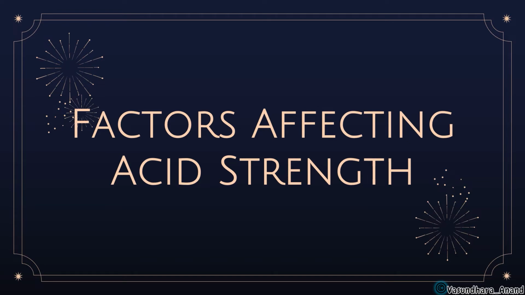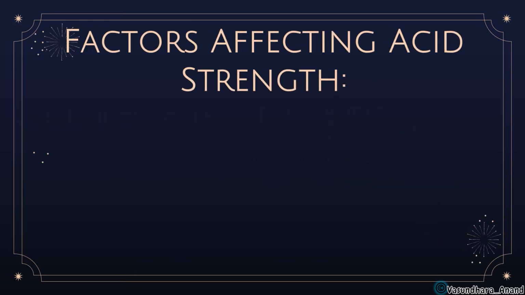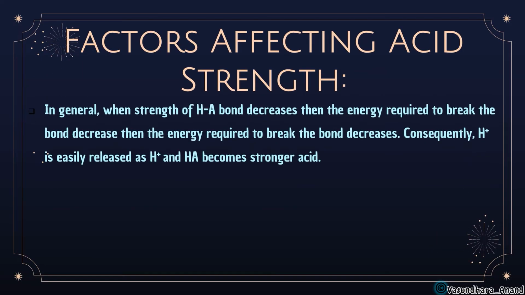Now, factors affecting acidic strength. What are the factors which can affect the acidic strength? In general, when the strength of the HA bond decreases, then the energy required to break the bond decreases. Consequently, H plus is easily released and HA becomes a stronger acid. What is this? When the strength of the HA bond, like this is the HA bond, अगर ये weak होगा, then this bond can be easily broken and we will get the H plus easily.